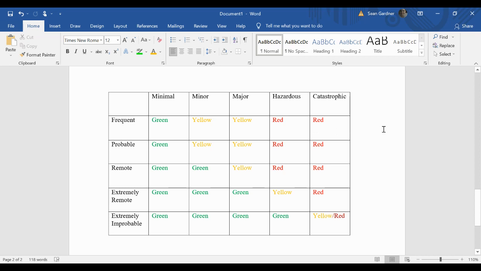So the severity definitions, which you see on the top here. Minimal would be negligible safety effect, minor is slight damage to aircraft or physical discomfort to a person, major is physical distress or injury, substantial damage to aircraft. Hazardous is multiple serious injuries, fatal injuries, and catastrophic is multiple fatalities to all on board and loss of aircraft.